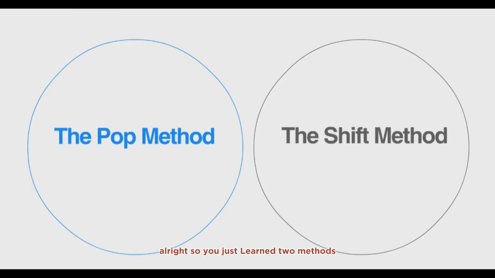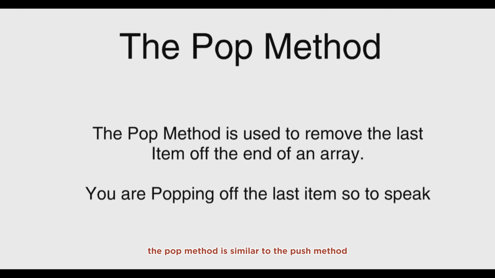Alright, so you just learned two methods to add items to an array. Now let's look at how we can remove items from an array. Just like adding items to an array, JavaScript gives us two methods to remove items from an array. The two methods for removing an item from an array are the pop and shift method. The pop method is similar to the push method, but instead of pushing an item to the end of an array, it pops it off or removes the last item at the end of the array, so to speak.